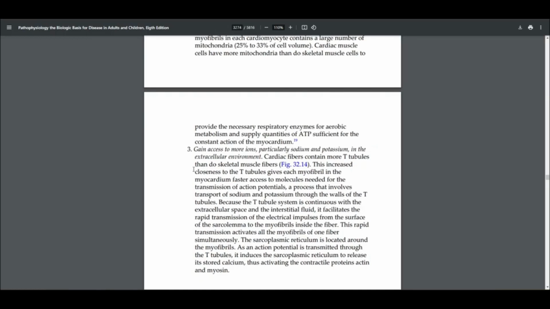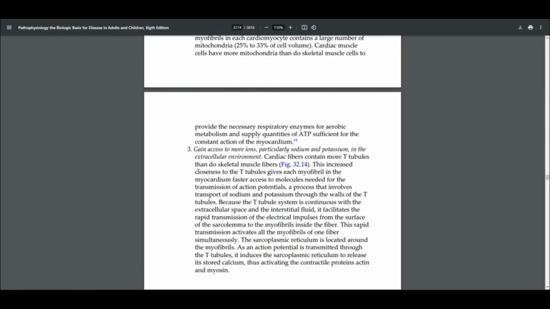Cardiac fibers contain more T-tubules than skeletal muscle fibers. This increased closeness to the T-tubules gives each myofibril in the myocardium faster access to molecules needed for the transmission of action potential, a process that involves transport of sodium and potassium through the walls of the T-tubules.